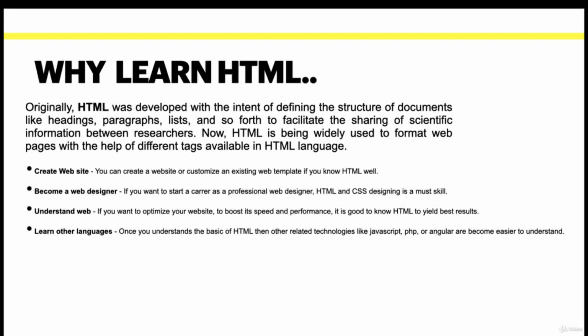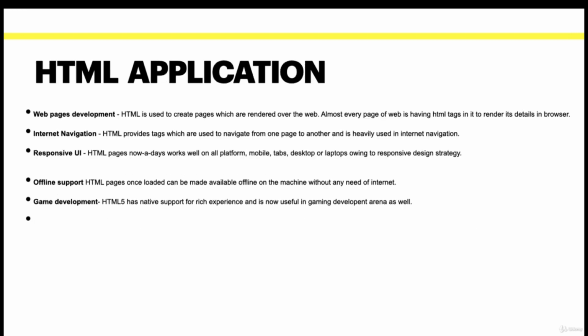Originally, HTML was developed with the intent of defining the structure of documents, like headings, paragraphs, lists, and so on, for sharing scientific information between researchers. Now HTML is widely used to format web pages with the help of different tags available in the HTML language. So what can we do with HTML? We can create a website, we can become a web designer, we can understand web pages, and we can learn other languages like JavaScript, PHP, and Angular as well.